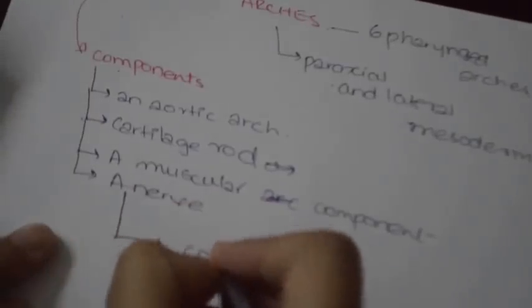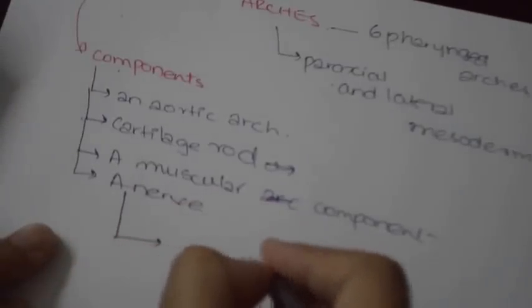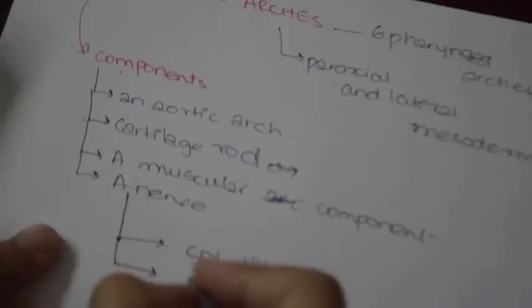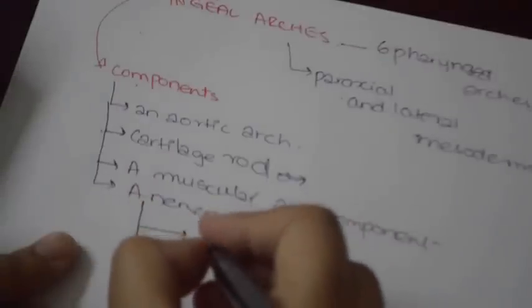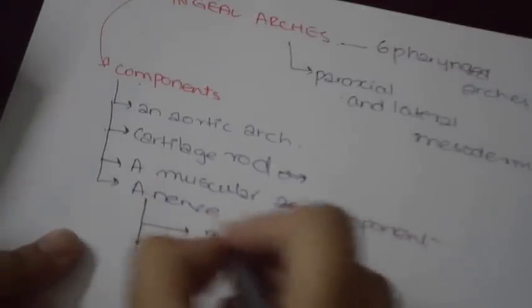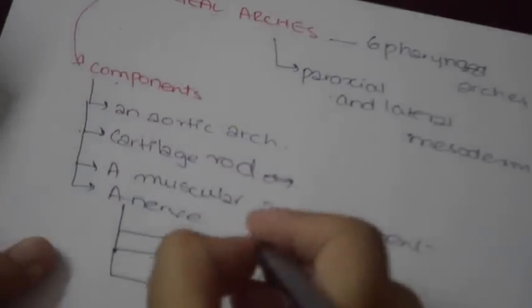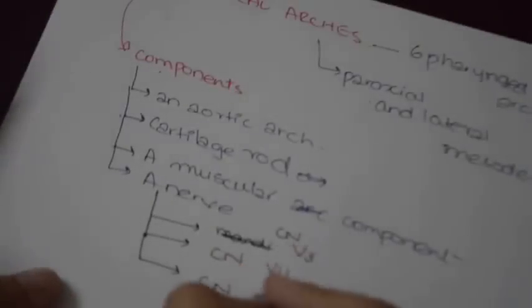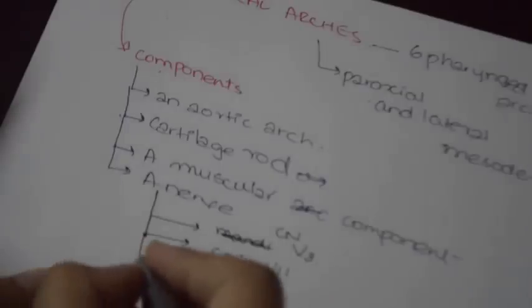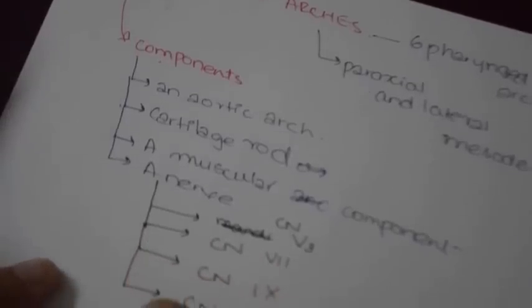Okay, so what are the nerves that will be found here? Cranial nerve 7. Firstly, there will be cranial nerve 5 as well, but it will be the mandibular division of the 5th cranial nerve. Cranial nerves 5, 7, 9 and 10. These are the nerves that we'll be discussing here later on.